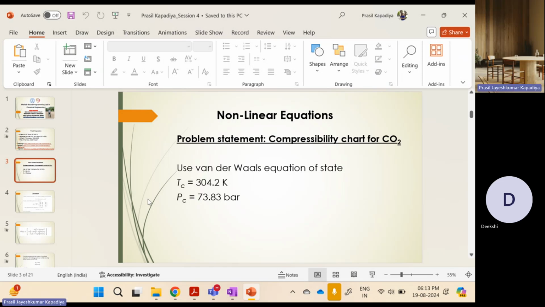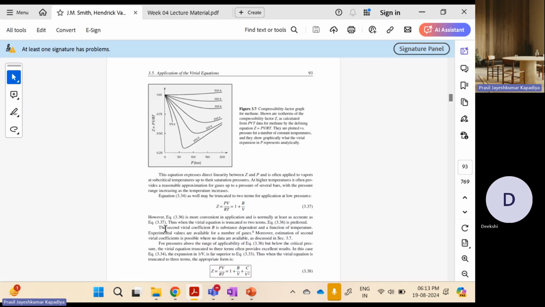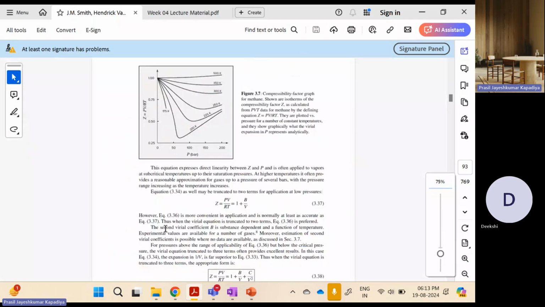Let's take this problem statement. I will first open this book. Here you can see the compressibility factor chart, the Z versus P plot, and they have not written which molecule it is. Yes, this is for the methane molecule. For methane molecules, they have developed this chart.